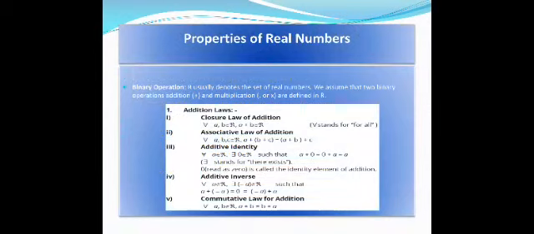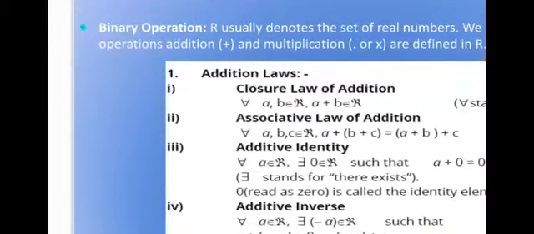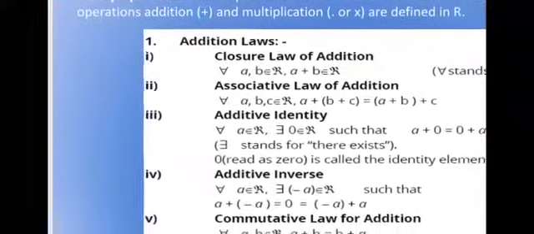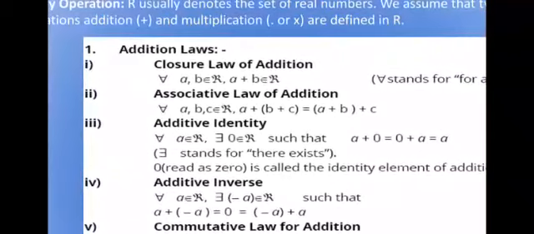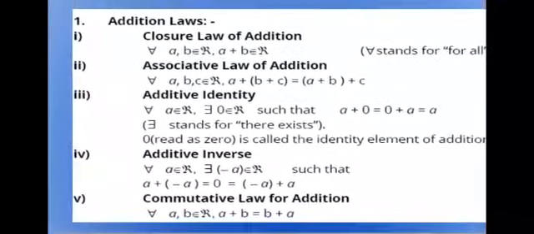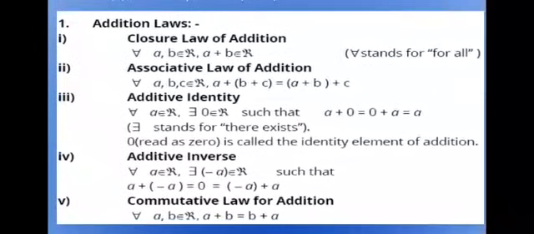Properties of real numbers. Binary operation. A binary operation is what we use between any two numbers, addition or subtraction or any other operation. Addition laws. First is the closure law of addition. If any two numbers belong to the real numbers, their sum also belongs to the real numbers.